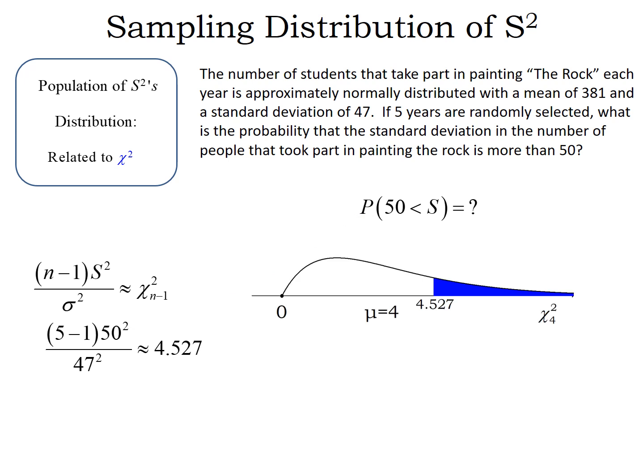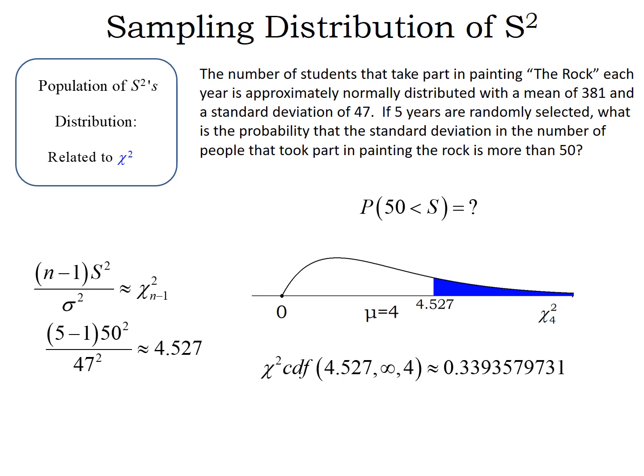So when I draw my graph, I'm going to draw a chi-squared graph, 4 degrees of freedom. Again, that's the sample size minus 1. And we're going to shade everything to the right of the 4.527 because 4.527 equates to or represents S equaling 50. And we want S to be 50 or higher. So we want our chi-squared score to be 4.527 or higher. And now we're going to use the chi-squared CDF.